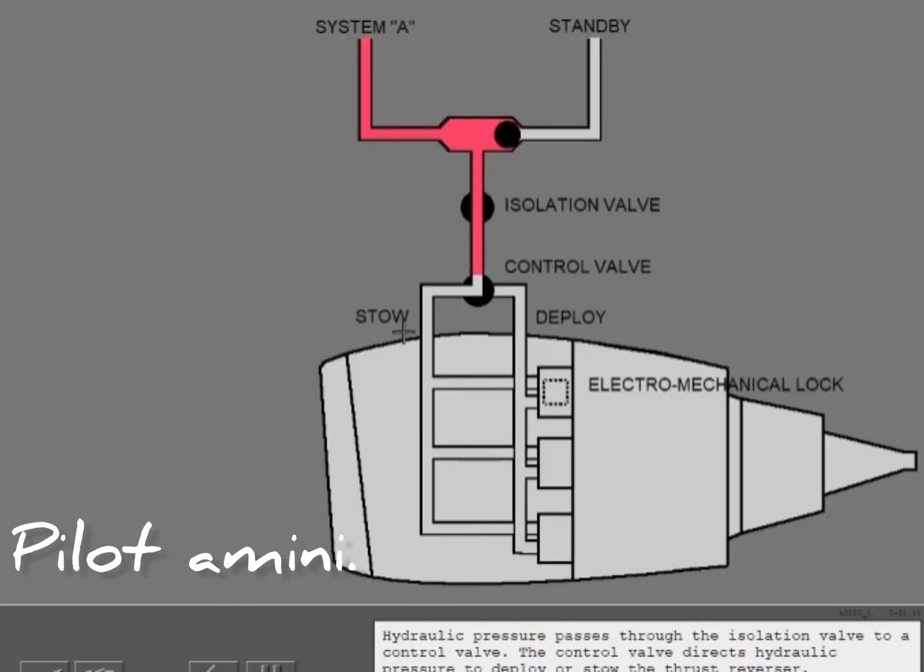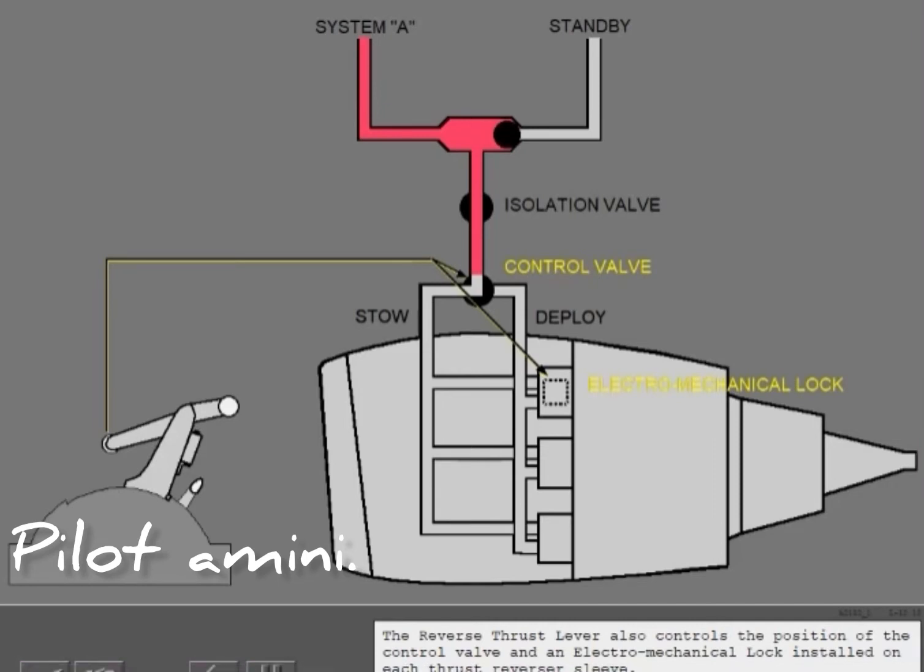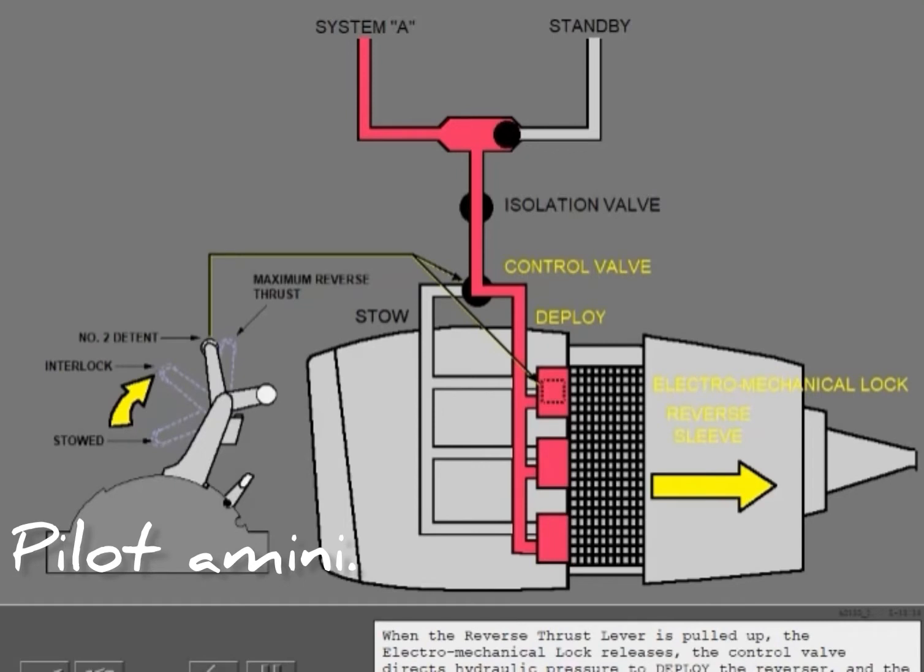Hydraulic pressure passes through the isolation valve to a control valve. The control valve directs hydraulic pressure to deploy or stow the thrust reverser. The reverse thrust lever also controls the position of the control valve and an electromechanical lock installed on each thrust reverser sleeve. When the reverse thrust lever is pulled up, the electromechanical lock releases. The control valve directs hydraulic pressure to deploy the reverser, and the reverser sleeves move aft.